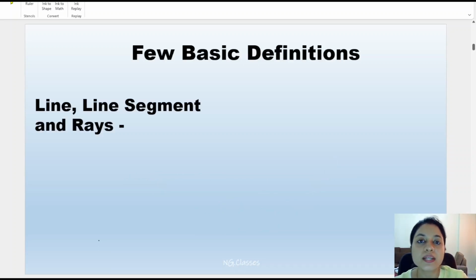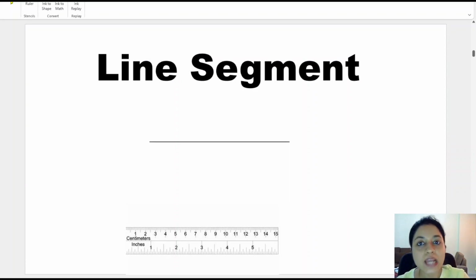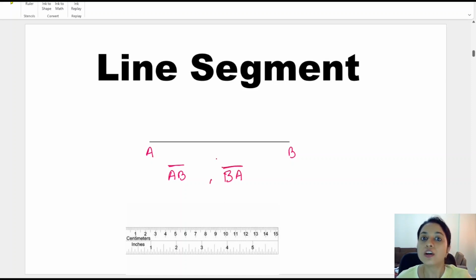Now let's see what's line segment. So line segment, as the name suggests, it's a segment of line. Segment means a part of the line. We can draw line segment like this. Let's say it's a line segment AB. We can write it as AB, line segment sign, or we can also say it's line segment BA. Here we can see we have two end points. That means end point A and end point B.